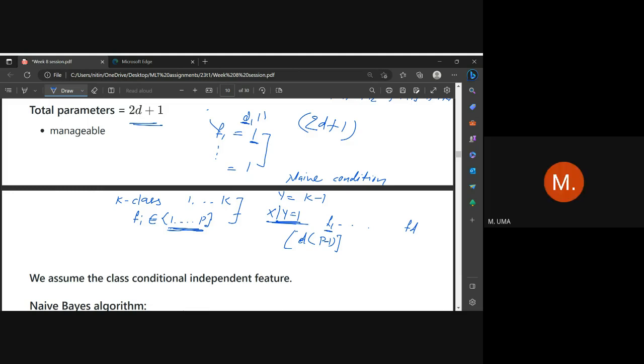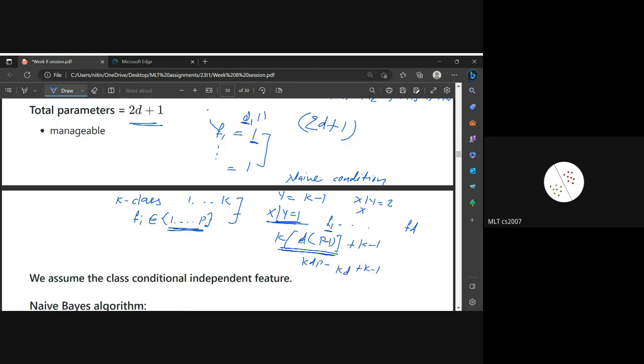Two, right? K such distributions, K classes are there. So for all such distributions, I need to find this many parameters, and k minus one parameters for the distribution of pi, right? So in total, it will become k d plus k minus one.